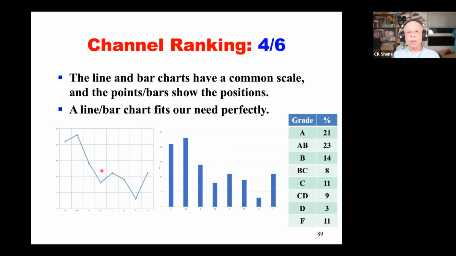used. But this line chart implies some ordering, which is okay because for A, followed by A, B, followed by B, and so on. But this is completely categorical. In this one, we consider 21%, 23% as an ordered set. But this one, we consider as categorical: category A, category AB, and so on.